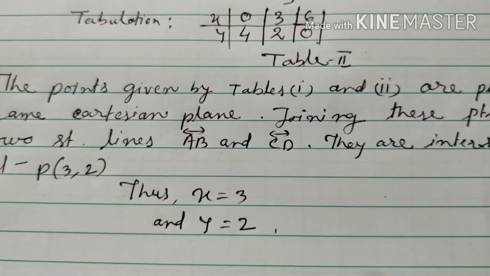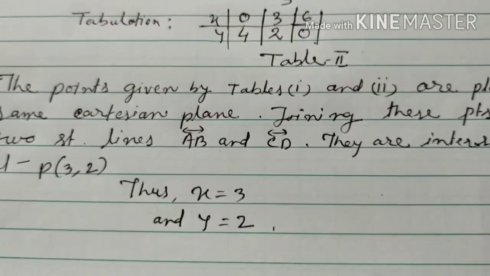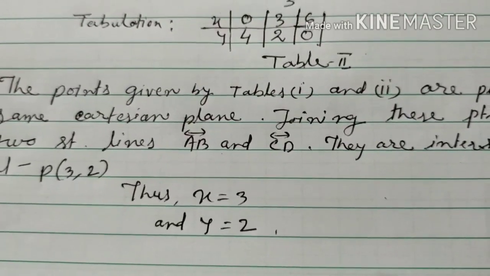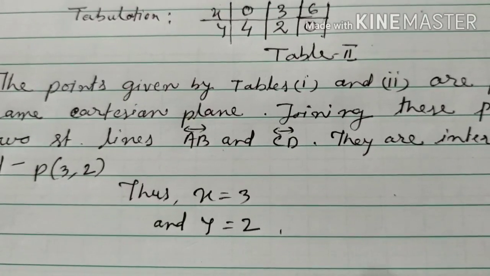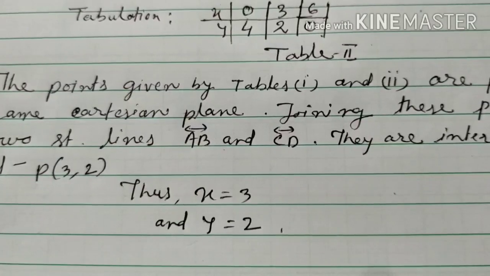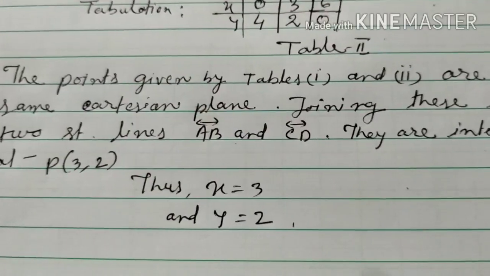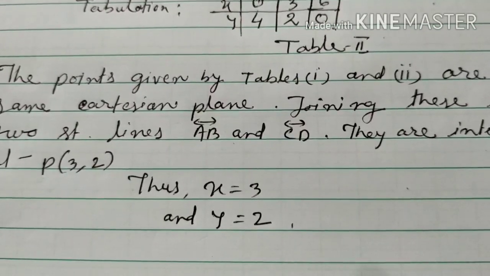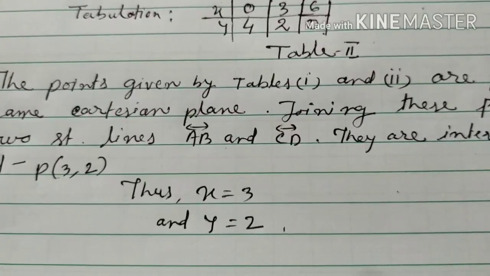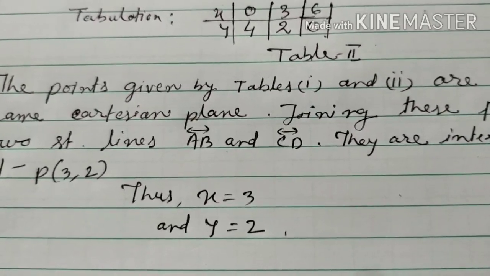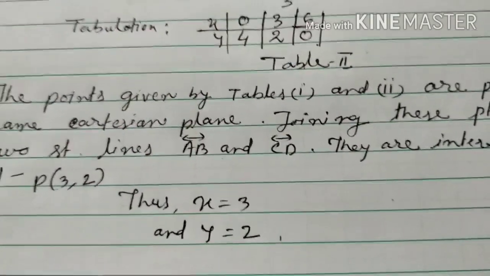Altogether there are exercises 4.1, 4.2 and 4.3. 4.1 is almost finished here. Then 4.2 covers the algebraic methods: method of elimination by substitution, method of elimination by addition or subtraction, and cross multiplication method. 4.3 has word problems based on linear equations in two variables.